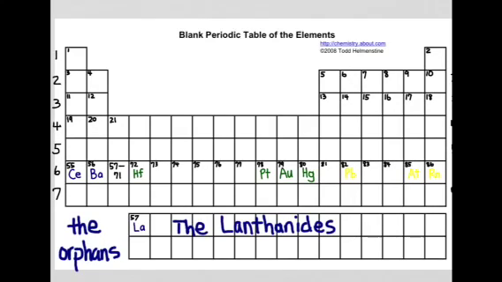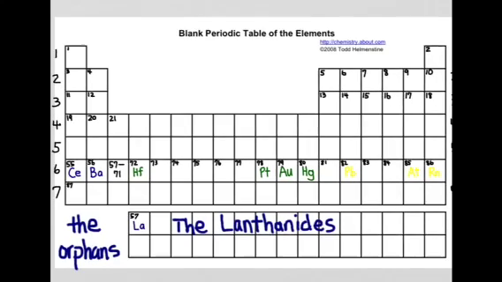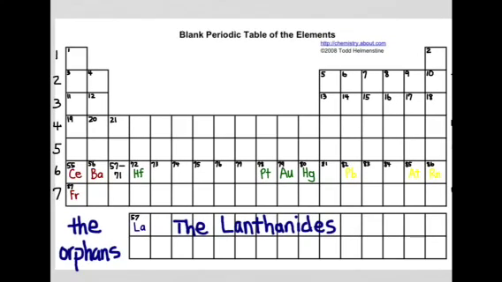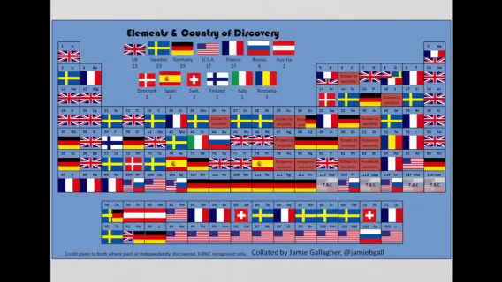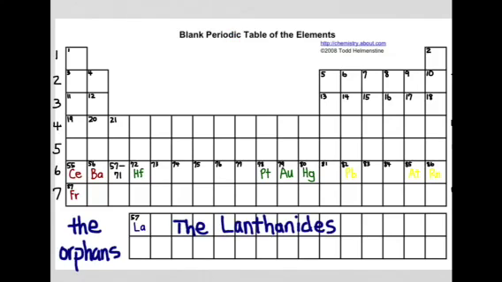Okay, on to row 7. The first element in row 7 is going to be what number? Of course, 87, right after radon. And its element name is francium. I wonder where francium was discovered. Right next to francium, we find number 88, radium. And of course, that was discovered by Madame Curie, who is French.